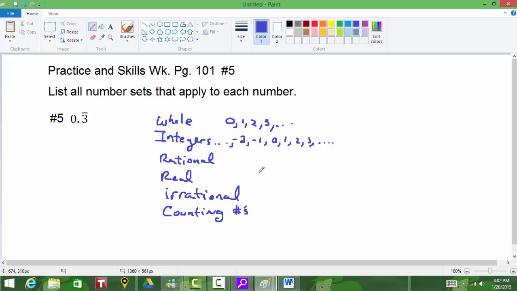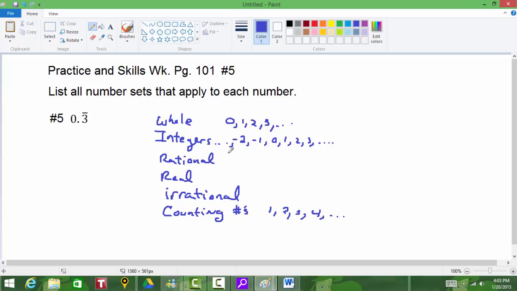Okay, and since we have integers, it's probably easier if I go down to the counting numbers. Counting numbers start at 1 and go 2, 3, 4, and just keep on going up by 1. The only difference between a whole number and a counting number is where it starts. Whole numbers start at 0, counting numbers start at 1. Okay, so I'll go over to the next one, which is rational.